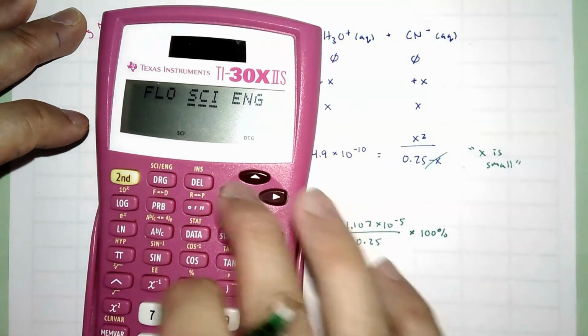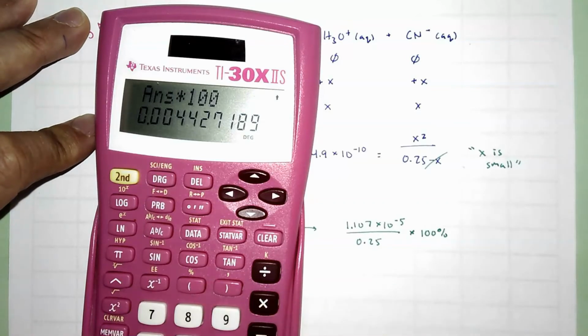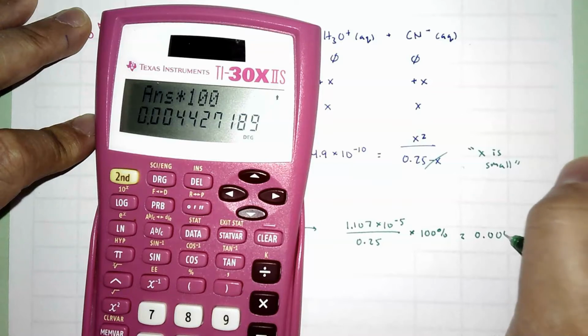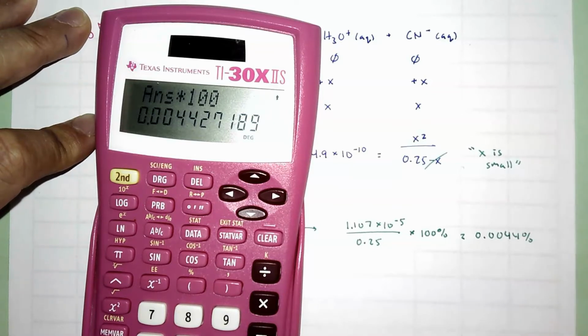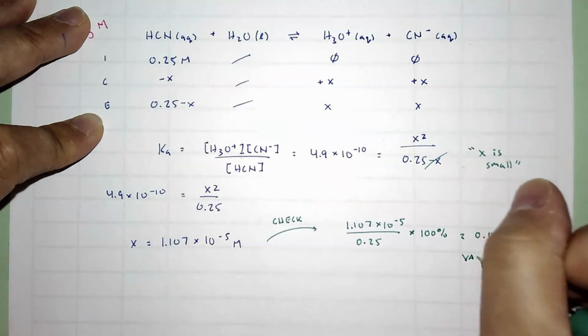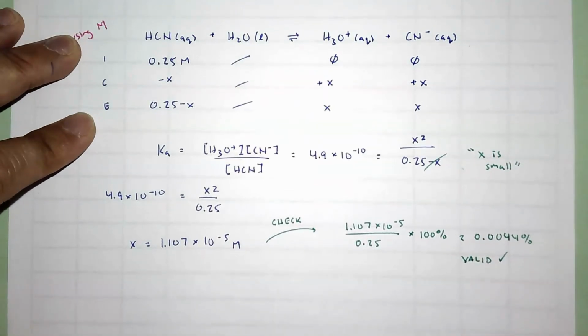That is a percent already because I multiplied by 100. That's 0.0044%. Definitely less than 5%. And let's tell the grader that we know that this is valid. Then we could just plug in.